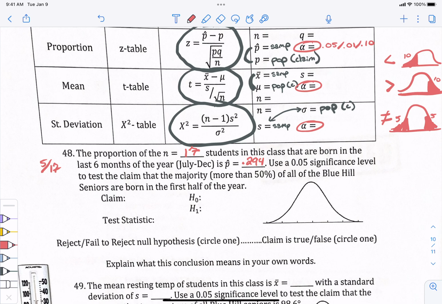I don't know. Allie came and asked me this, because I don't know if that's a typo. Technically, if 29% are born in the last half of the year, then the majority would be born in the first half of the year. Do we want to go ahead and say skip it? No? We can take a class vote on it.